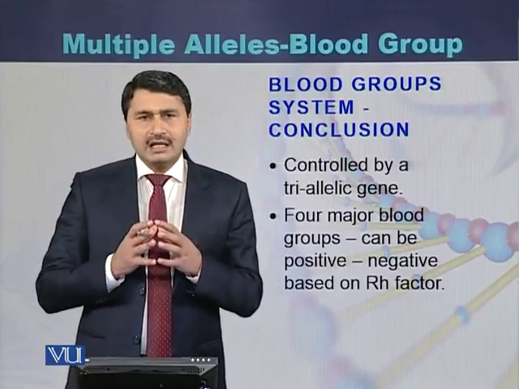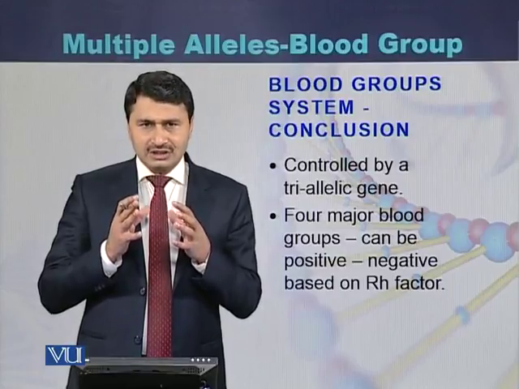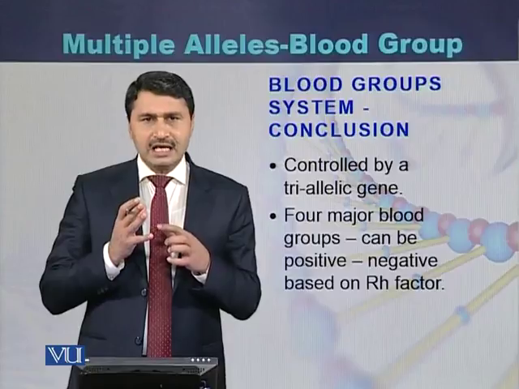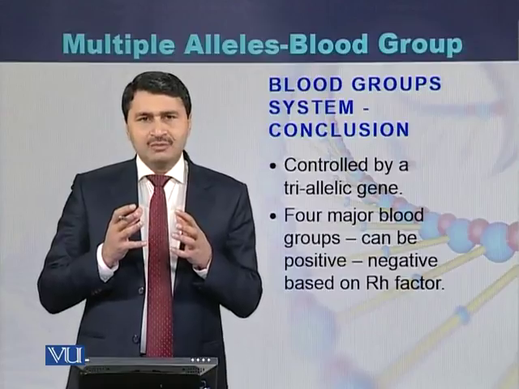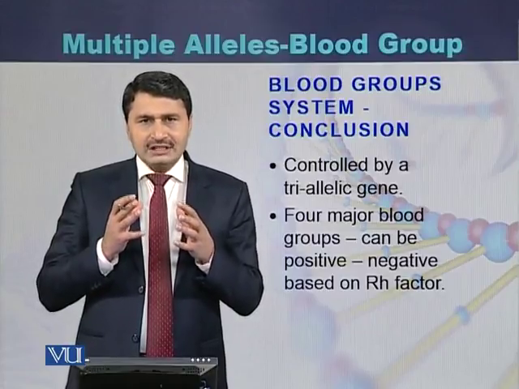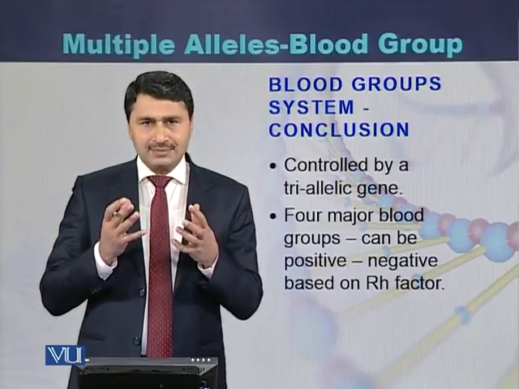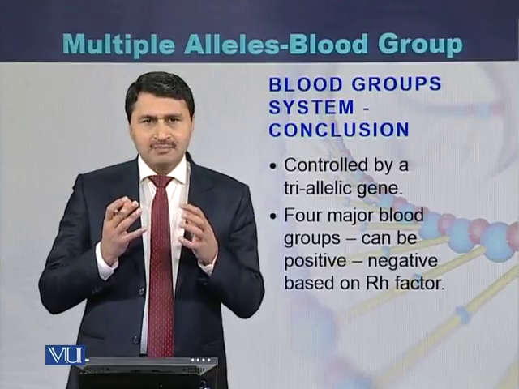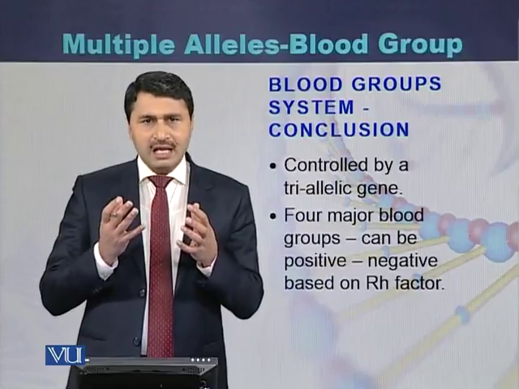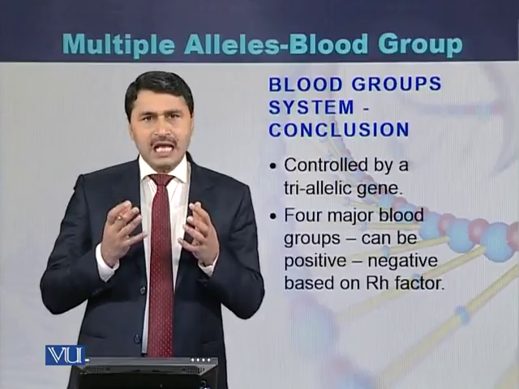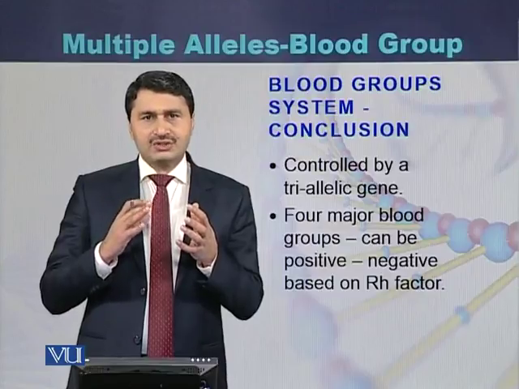So we can conclude that the blood group system in humans is controlled by a gene. That gene has 3 alleles: allele A, allele B, and allele O, or allele I, small i. It is represented by O or written as I. So there are 3 different alleles. They generate 6 different genotypes and 4 different phenotypes. But based on the Rh factor, the 4 different phenotypes can be in positive form and in negative form. For example, A blood group can be positive and A blood group can be negative. But this positive and negative is based on the Rh factor.